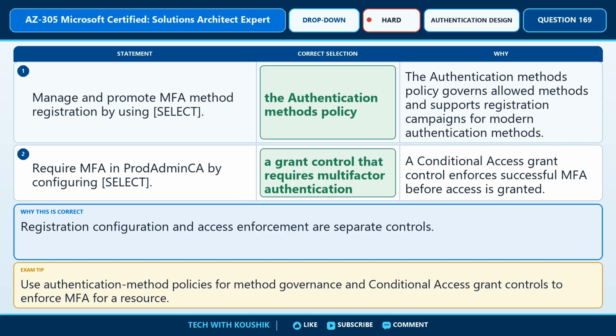Remember this distinction for the exam. Use authentication method policies for method governance and conditional access grant controls to enforce MFA for a resource.